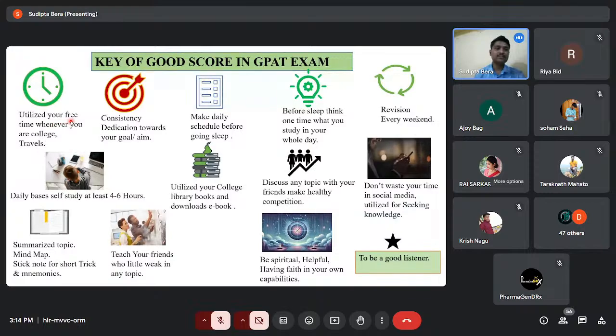Utilize your free time whenever you are in college or traveling. You must utilize your time and manage accordingly, because we all have 24 hours, and how you manage the 24 hours is important. So have consistent dedication towards your goals and aims. If you have said that yes, I want to prepare and I want to qualify or get a good rank, then be dedicated and keep working consistently for it.